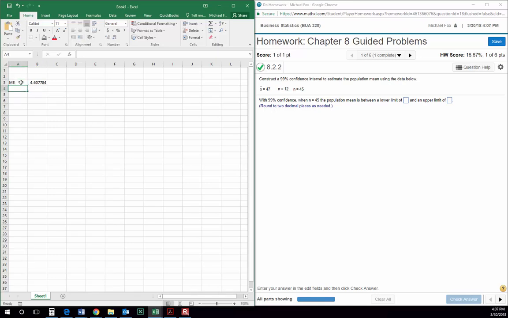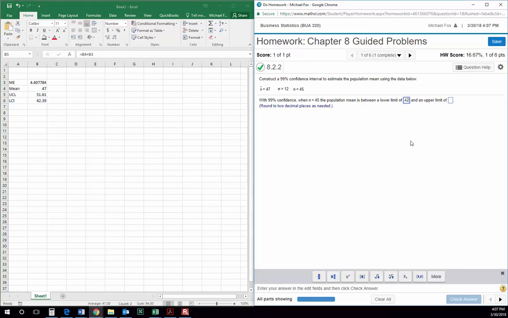And we know that if we take our upper confidence limit, well, let's do our mean. Our x bar, our mean, is given to us right here as 47. So our upper confidence limit is going to be our mean plus our margin of error. Our lower confidence limit is going to be our mean minus our margin of error. Then the problem tells us to round to 2 decimal places. So lower limit of 42.39, upper limit of 51.61.